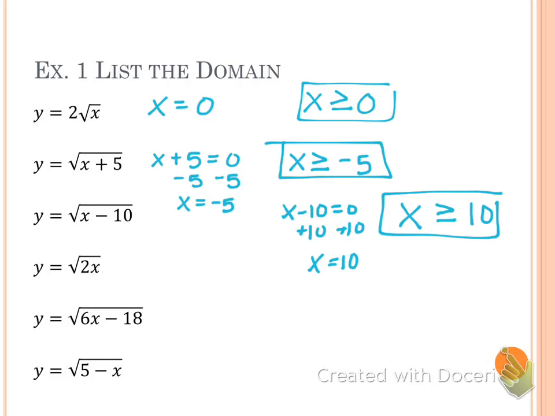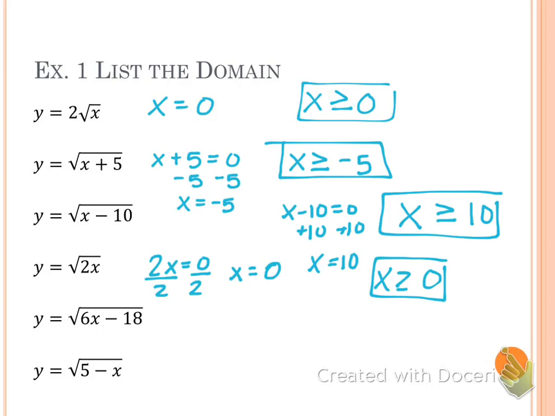How would I solve it? 2x is equal to 0. What would I do? Divide by 2. And what does x equal? 0. So, what does x have to be greater than? 0. x has to be greater than or equal to 0.